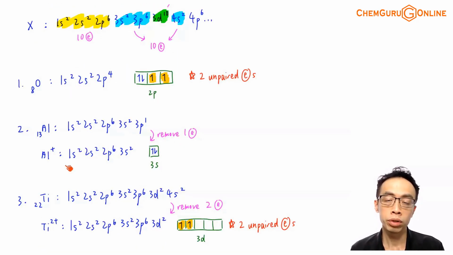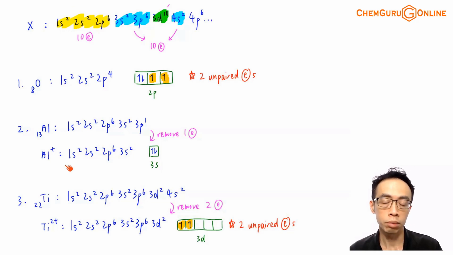Now how about the second species, Al+? Involving electronic configuration for cations, it is recommended for us to write down the electronic configuration for the neutral atom first. Then we remove electrons from right to left, from my valence subshell. So involving aluminum with 13 electrons, the electronic configuration will be 1s2, 2s2, 2p6. Again, very quickly I can fill up 10 electrons: 1s2, 2s2, 2p6.